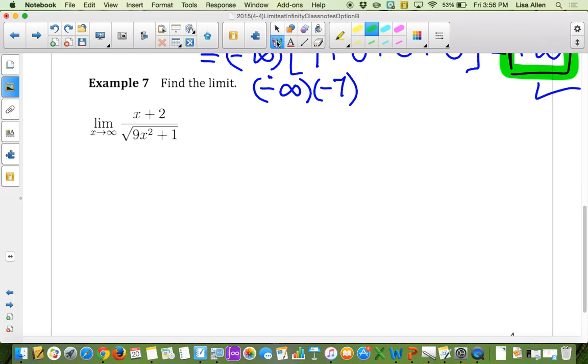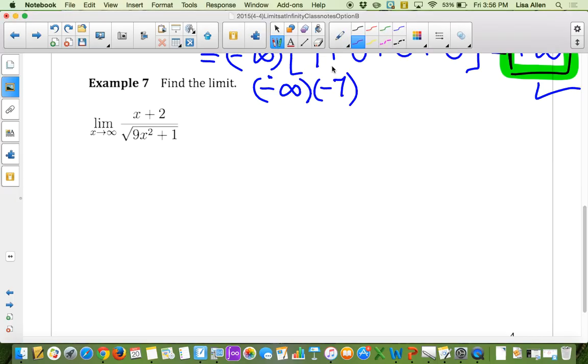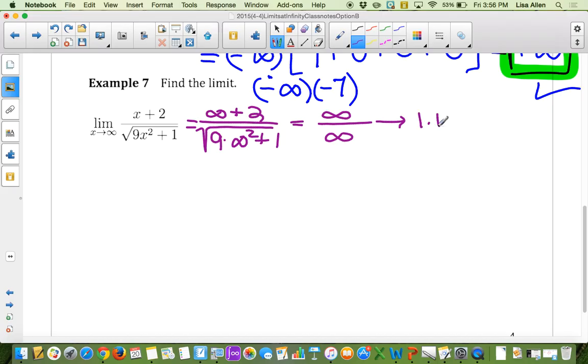We have to find the limit of this expression. If we put in infinity first, we notice that we have infinity plus 2 over the square root of 9 times infinity squared plus 1. So it looks like we get infinity in the numerator, and then that's going to be over some kind of infinity again. So we have an indeterminate form, which is going to require that we manipulate our expression. Okay, we've got to get around the indeterminate form.